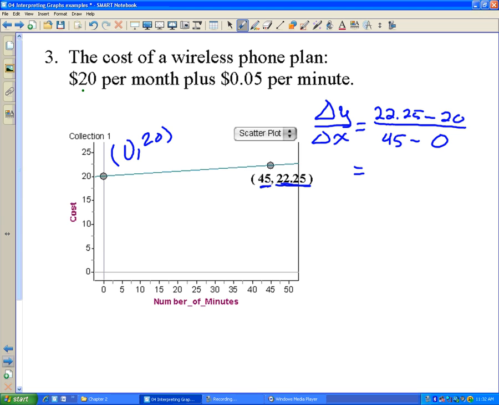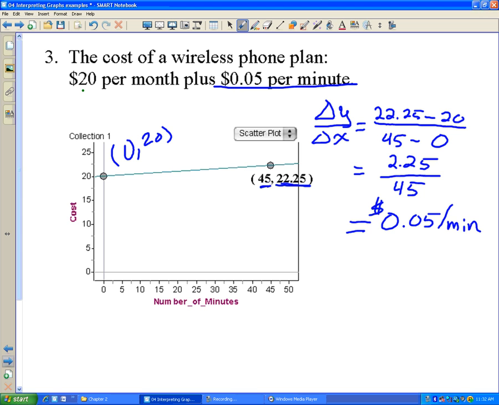Well, 22.25 minus 20 is $2.25. 45 minus 0 is 45 minutes. When I divide this out, I get $0.05 per minute. So $0.05 per minute, that's 5 cents per minute. Hey, I already had that. I was actually given my slope to be 5 cents per minute. That's what I'm finding here. How much y changes per unit of x. That was given to me.